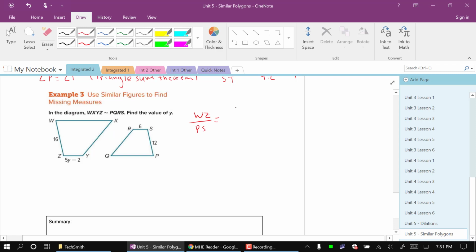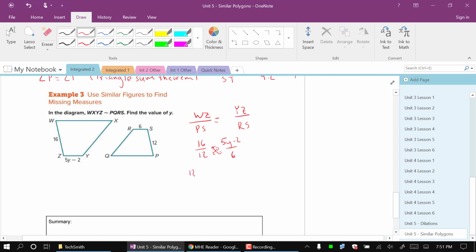Equals YZ over RS. YZ, the last two, RS, the last two. Where they fall, that's where we know the corresponding sides. So X corresponds with Q. Now plug in our numbers. This is 16/12, and I'm getting that right over here from the figure. Then YZ is 5y minus 2, and RS is 6. Cross multiply.